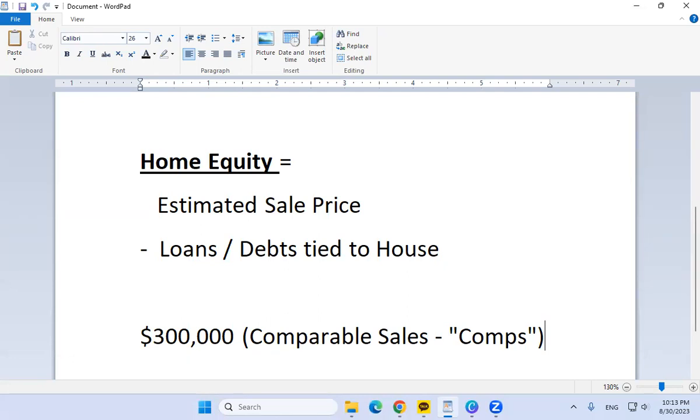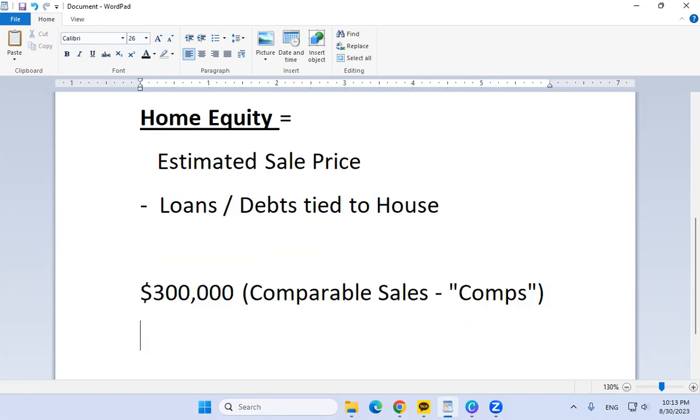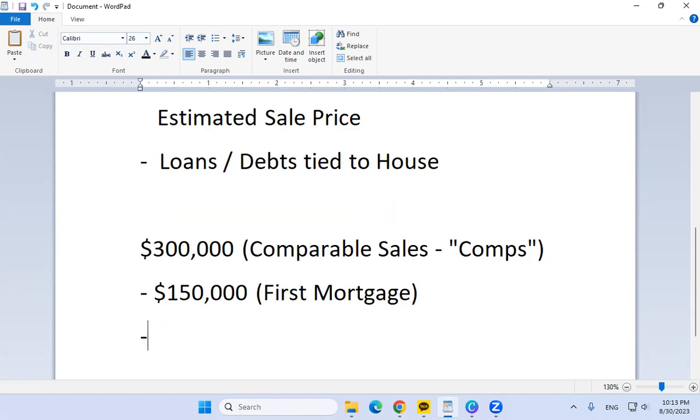We're not going to do the math here, but just be aware they get that estimated sale price from comparable sales. That's how single family works, right? All right, so we get that, and then whatever debts you have. So you may have like a $150,000. We'll call it the first mortgage. Maybe you get a junior mortgage for like $20,000. So we'll call that the second mortgage. Usually anything after the first mortgage, they call it a junior mortgage, I think.